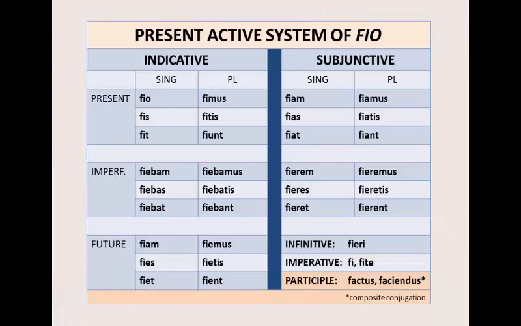And finally, the participles factus and faciendus are both borrowed from facio, making theo technically part of a composite conjugation. As a matter of record, there is no present participle. In other words, no Roman author says thienes or whatever it would be. The less the merrier, huh?